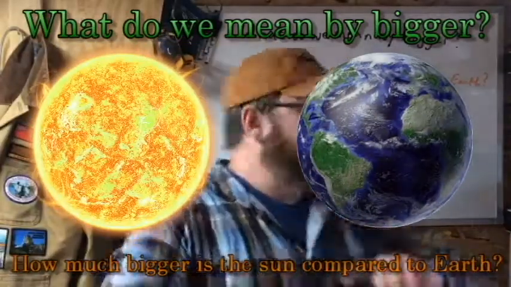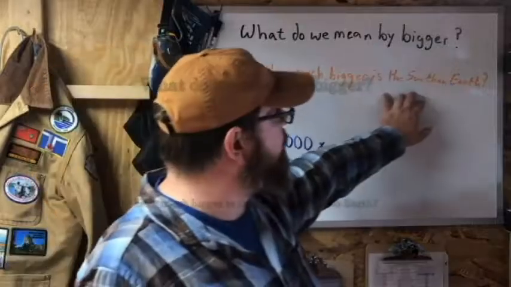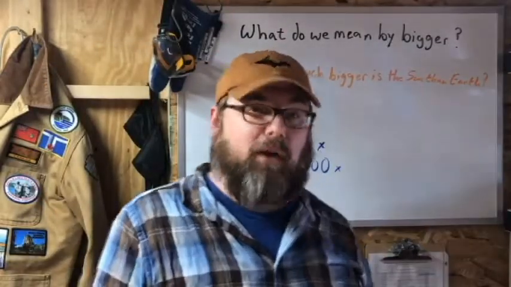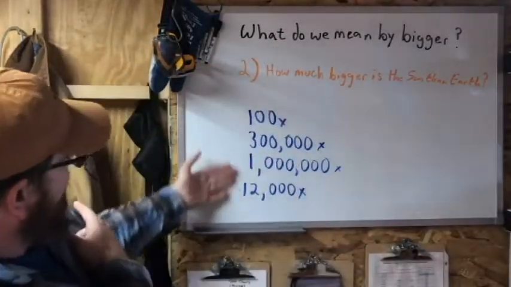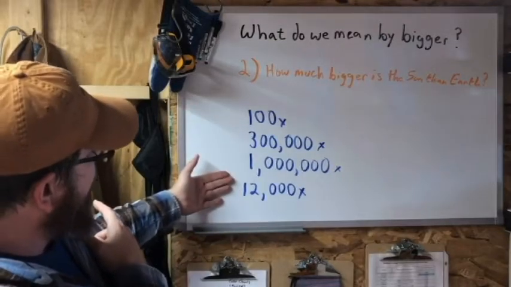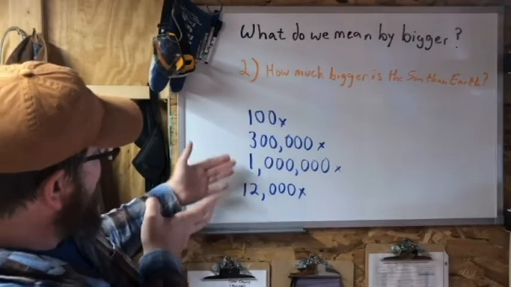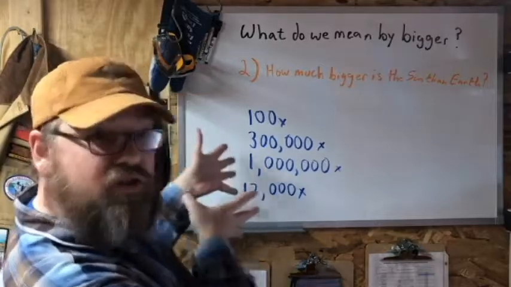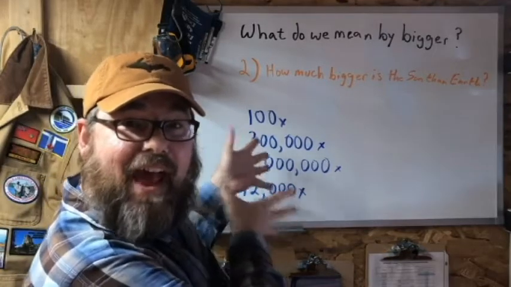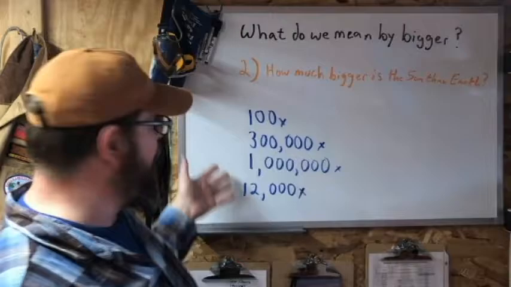So let's do part 2. How much bigger is the sun than the earth, and why am I doing this? Well, last episode you saw these numbers, and these numbers I'll sit here and claim to be by how many factors larger the sun is than the earth. Well, which one is it?